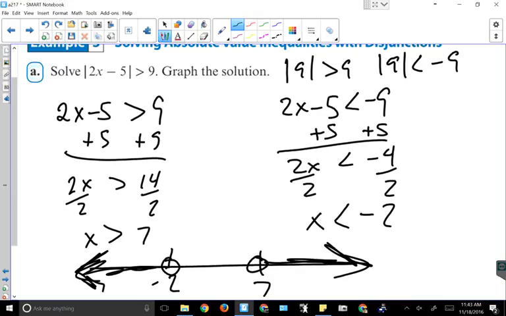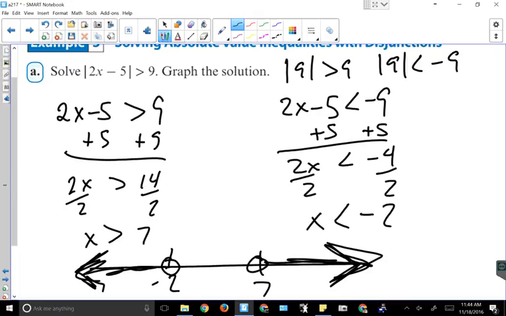Okay? So, let's check. Give me a number that's less than -2. -3, okay? So if I put -3 up here for x, well, let's see, -3 times 2 is -6. -6 minus 5 is -11. The absolute value of -11 is 11. Is 11 bigger than 9? Okay. Give me a number that's bigger than 7. 10. 2 times 10 is 20. 20 minus 5 is 15. Is the absolute value of 15 bigger than 9? Okay. So, a number less than -2 worked, a number bigger than 7 worked.